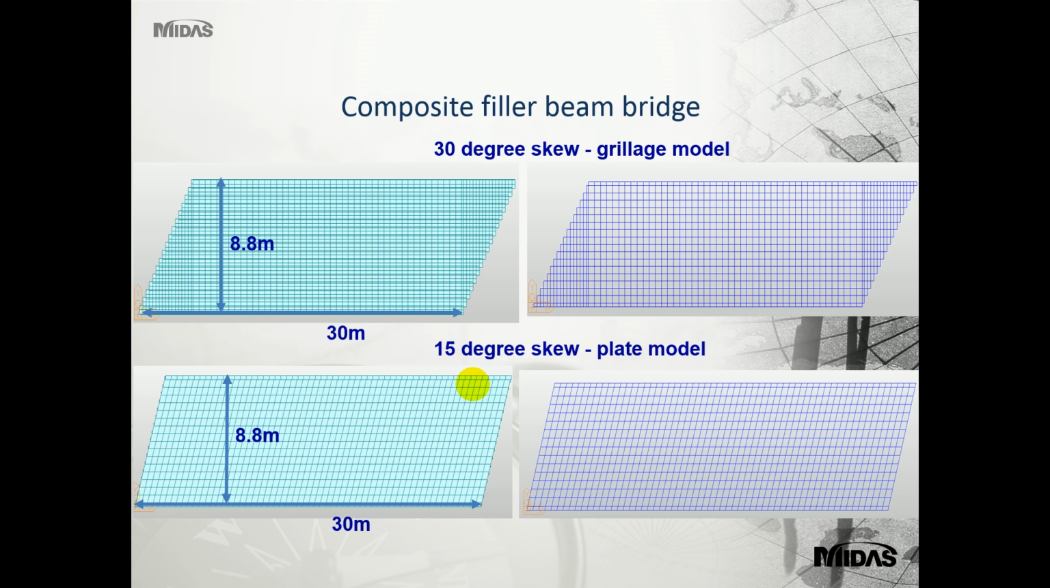On the screen you can see the two models we're going to have a look at today. We have a 30-degree and a 15-degree bridge. The 30-degree one will be a grillage model and the other one will be a plate model. As you can see, they both have the same dimensions, so it's 8.8 meters wide and 30 meters long.